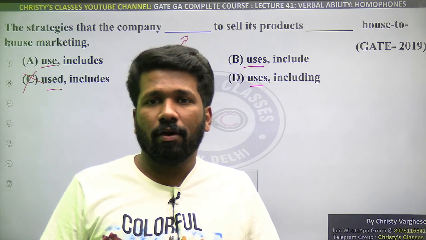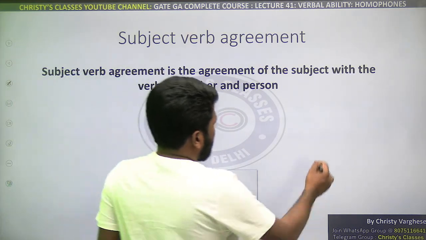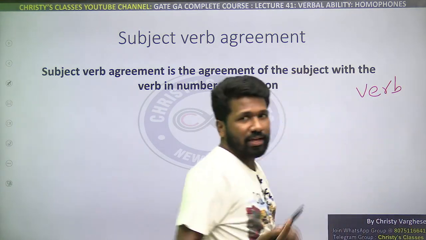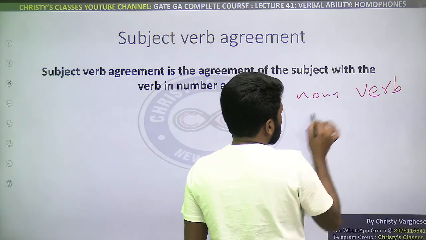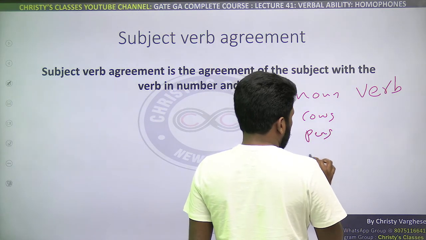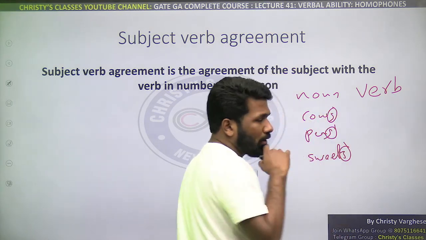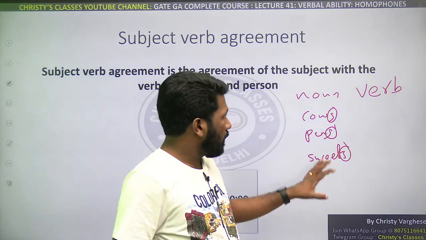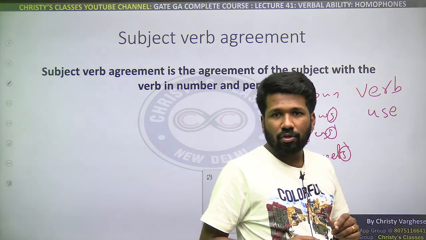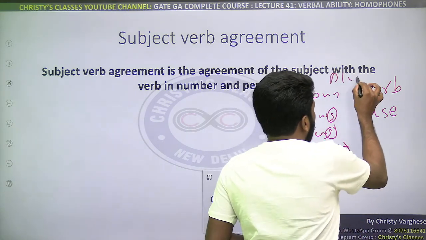So if the subject is singular, the verb also should be singular. Now be careful. Verb singular means normally S won't be there. In the case of nouns, look at this. Cows, pens, sweets. Here S in the end denotes it is plural. Exceptions are there also. But in verbs, for example, use is actually plural. Uses is actually singular. If S is there, that is singular. This is plural I am writing.